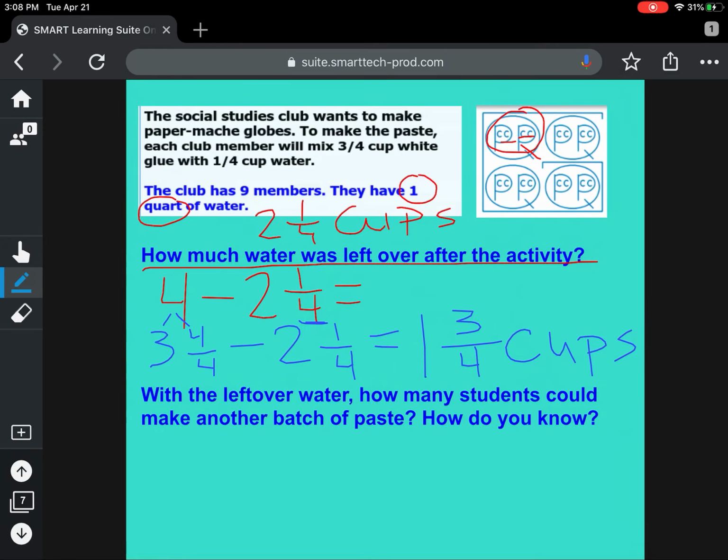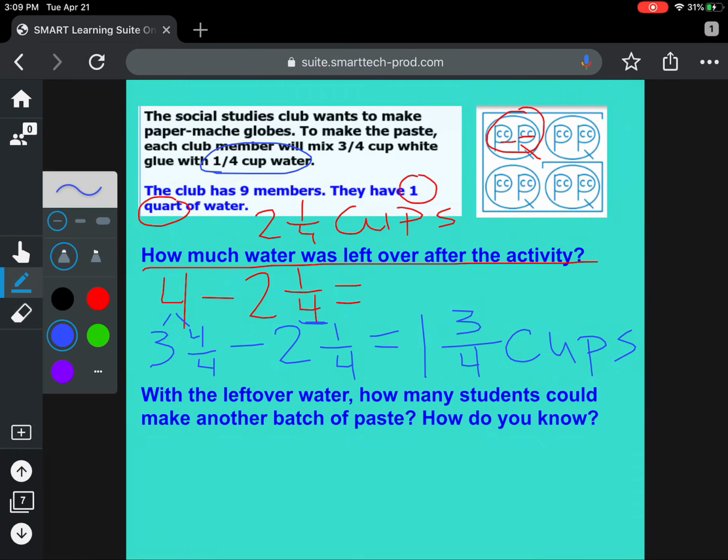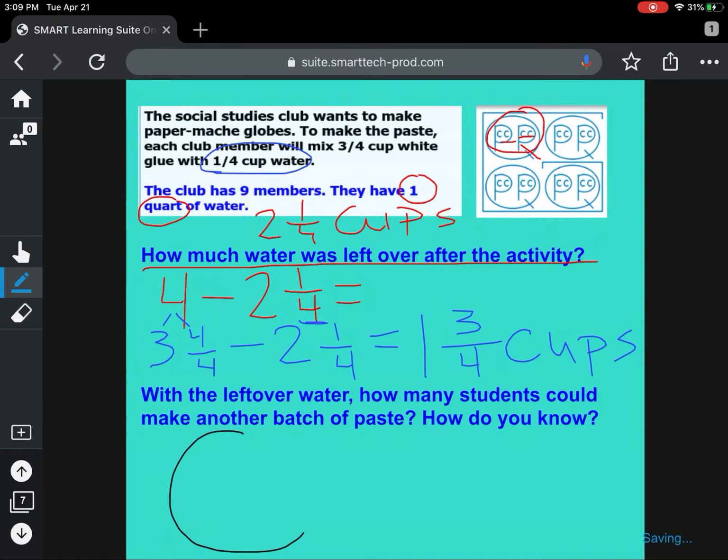The next part of the question says, with the leftover water, how many students could make another batch of paste, and how do you know? Well, remember, each student needs 1/4 cup of water to make one of the globes. So, how many kids could make another batch of paste for their globe? So I would try to think about how many fourths are there in 1 3/4.